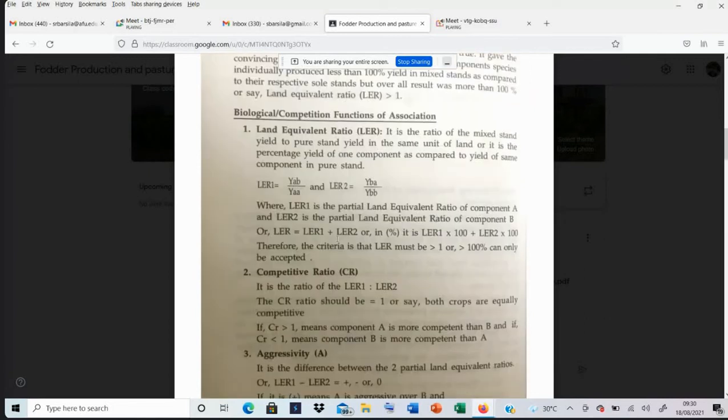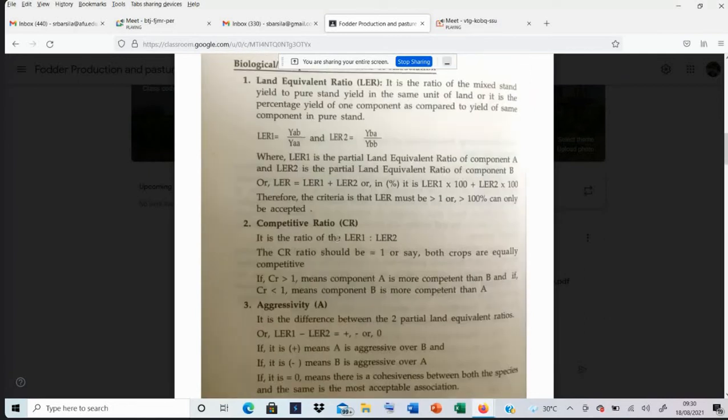Another biological function of grass-legume association is the competitive ratio. That means we make a ratio of the two land equivalent ratios of monocrop and polycrop, and that indicates the competitive ratio, or CR. Then the third one is the difference of these land equivalent ratios, and we say this is aggressivity. The value of the competitive ratio is either smaller than 1 or larger than 1.